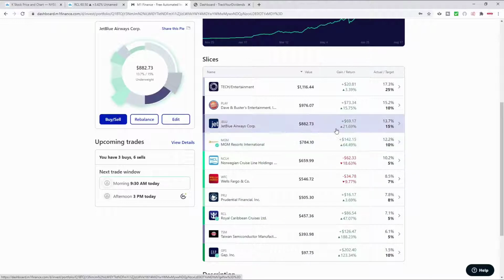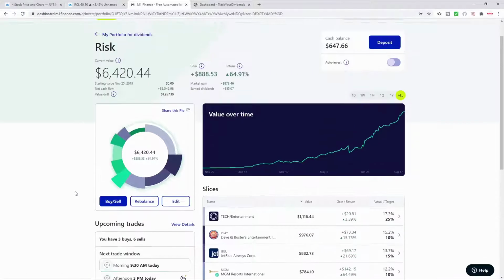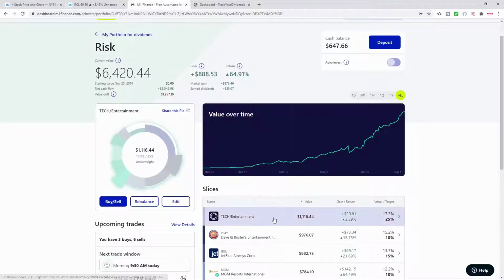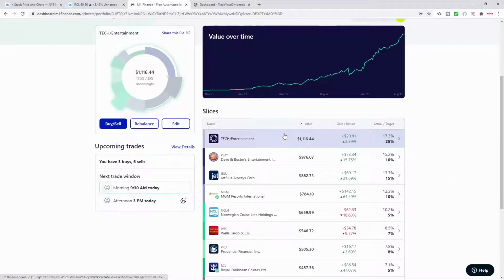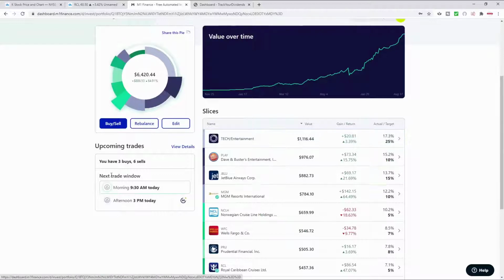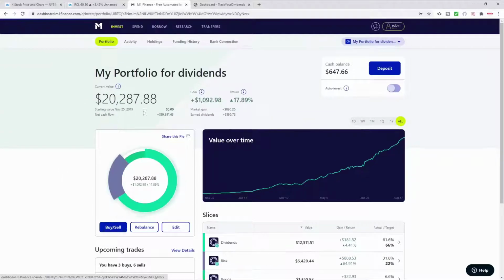about 400 or 500 in profits so far over the past week that I've added to the portfolio. And I'm going to be moving some of those into areas like tech, and of course adding some to my dividend portfolio, which I'll be doing today. But that was just a quick update.